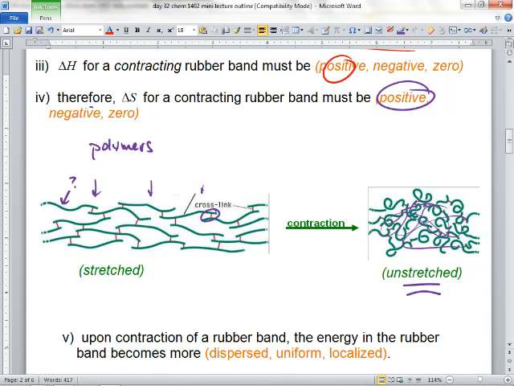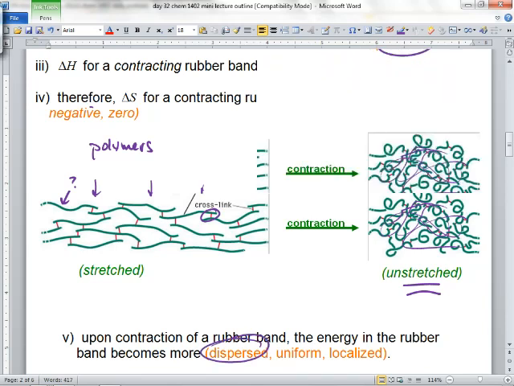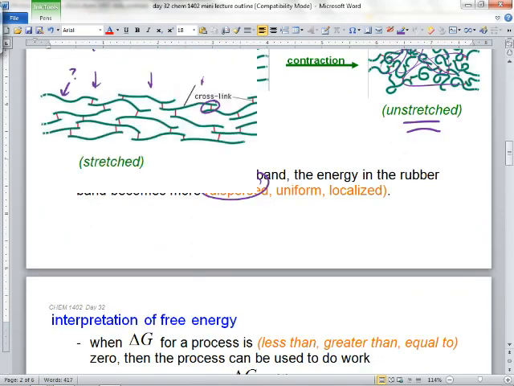So how would we answer that last question? Andrew, how do we answer this last question? Upon contraction of the rubber band, the energy in the rubber band becomes more dispersed. Exactly. Positive. Okay. Is that okay?